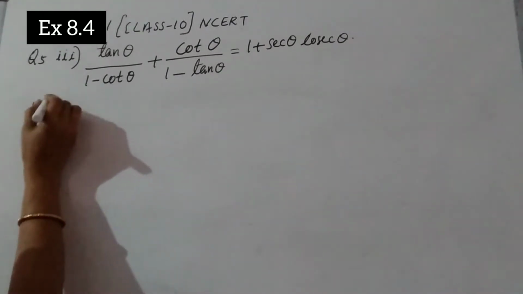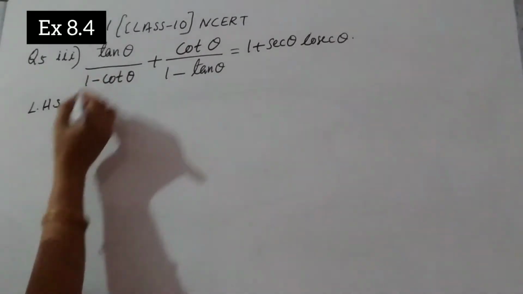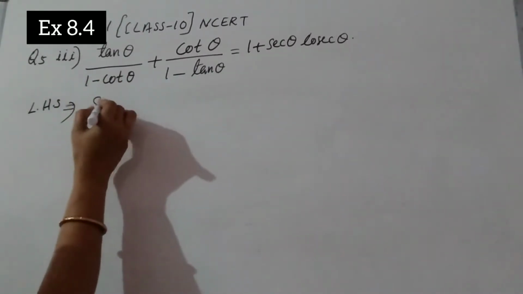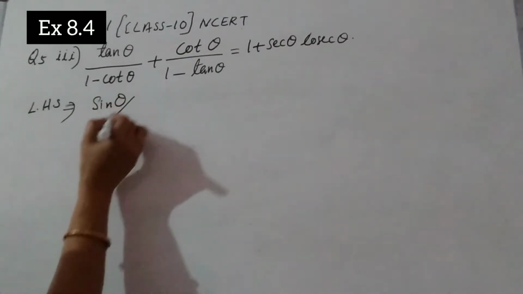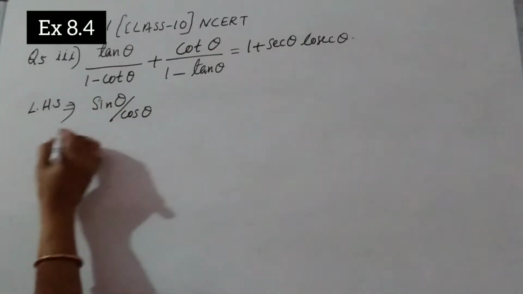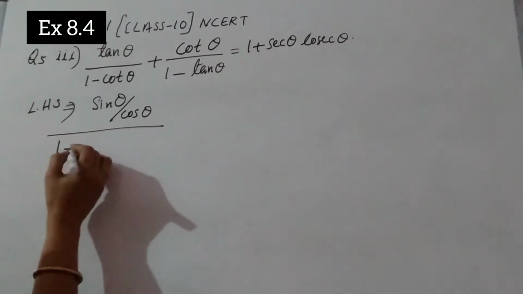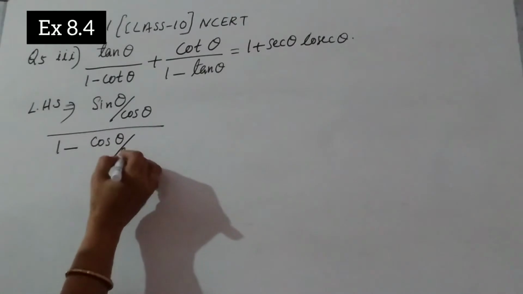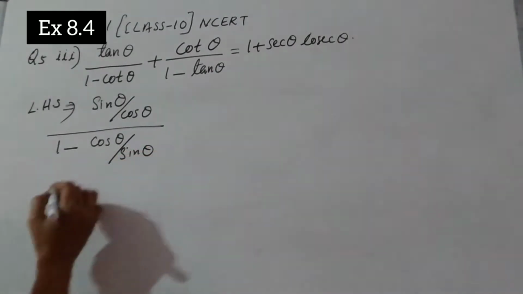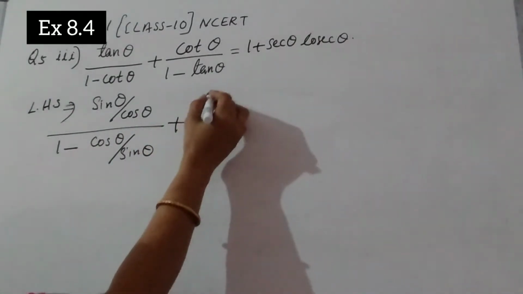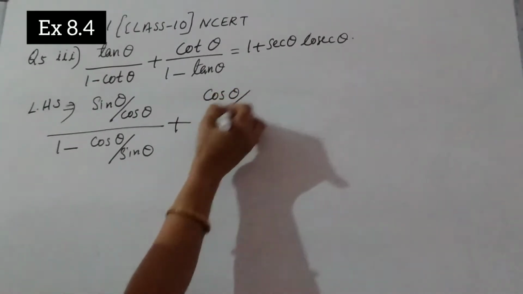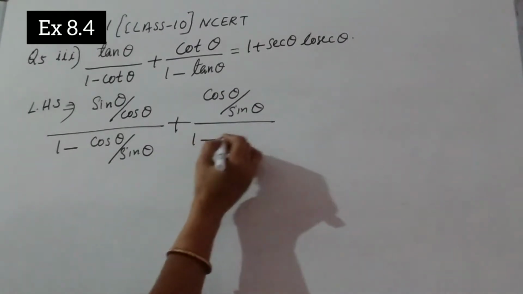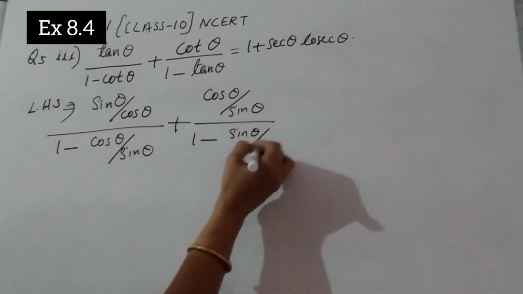So LHS we can take, tan we can write in the form of sin and cos, that is sin theta by cos theta all divided by 1 minus cot theta. Also we can convert it into cos and sin, so cos theta by sin theta, plus cot theta again we can convert into cos theta by sin theta, divided by 1 minus sin theta by cos theta.